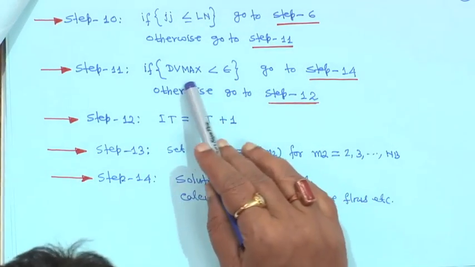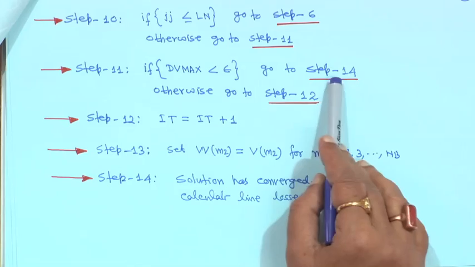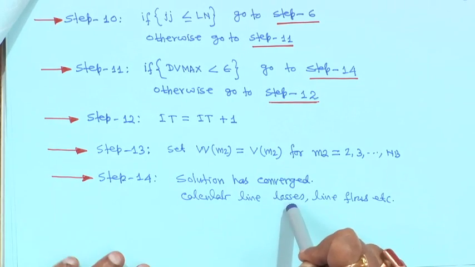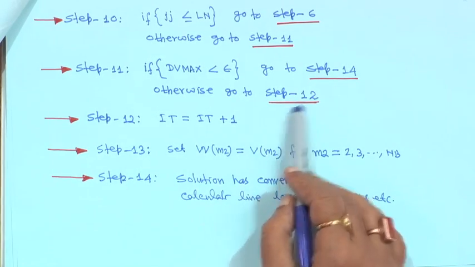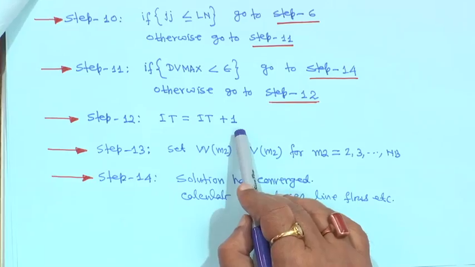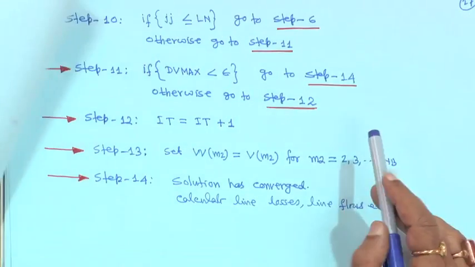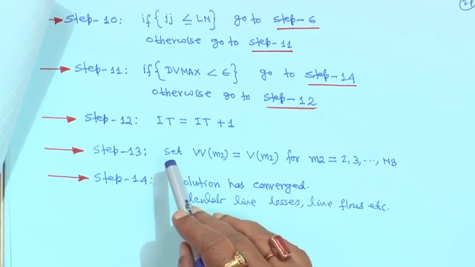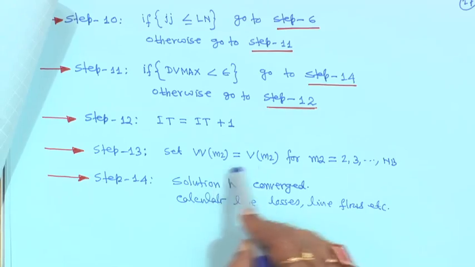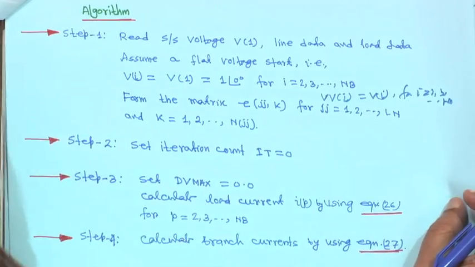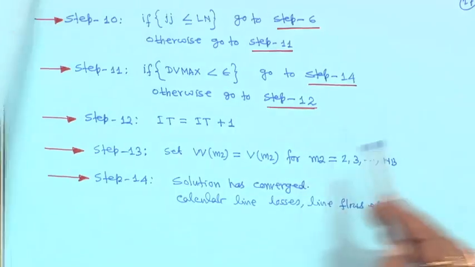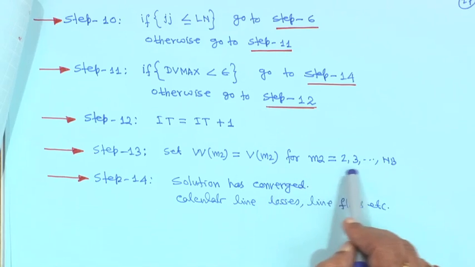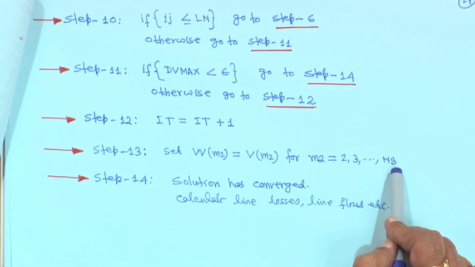If dVmax is less than epsilon, go to step 14, where the solution has converged. Otherwise you go to step 12, where the iteration count IT is set to IT plus 1, and again in step 13 you set VBM2 equal to VM2. Initially we have assumed this, but now you have to set VBM2 equal to VM2 for M2 equal to 2, 3 up to NB, the number of nodes.